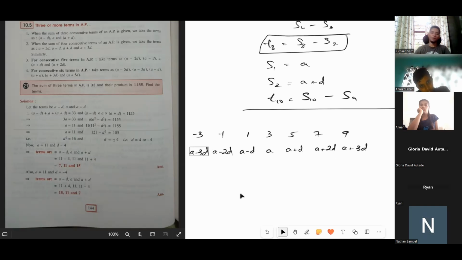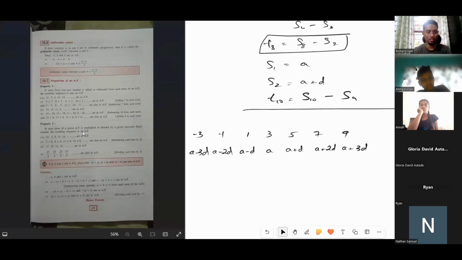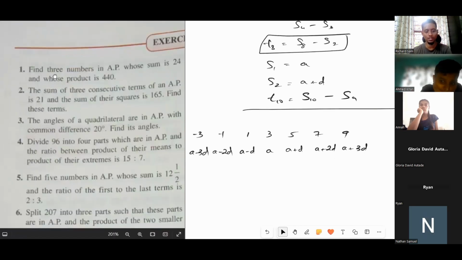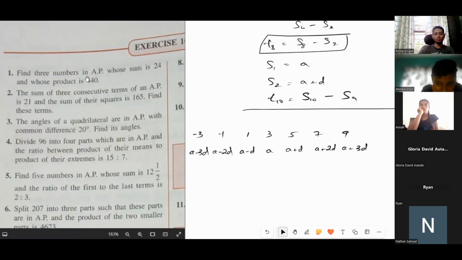Now, suppose I tell you there are 3 terms in an AP, or 4 terms in an AP, and we don't know what the terms are. For example, look at this first question. Find 3 numbers in an AP whose sum is 24 and whose product is 440. What do we know about this AP? Sum is 24, product is 440.